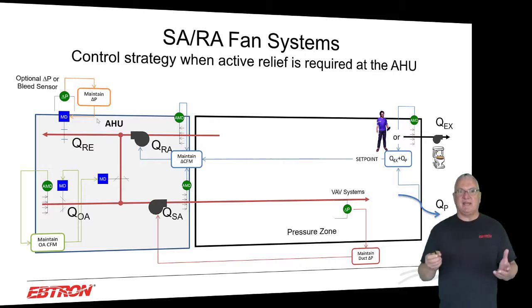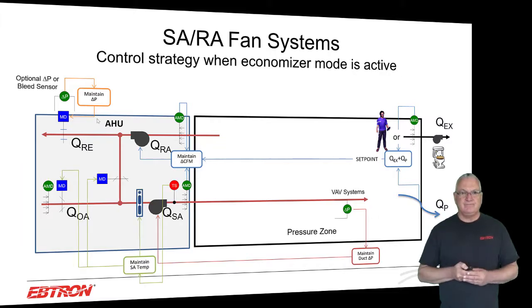But it effectively makes it two position. When we're in economizer and we're free cooling, it's really no different than when we're in minimum outdoor air mode with relief. The biggest difference is we're not as concerned about the airflow rate. We're more concerned about the supply air temperature.